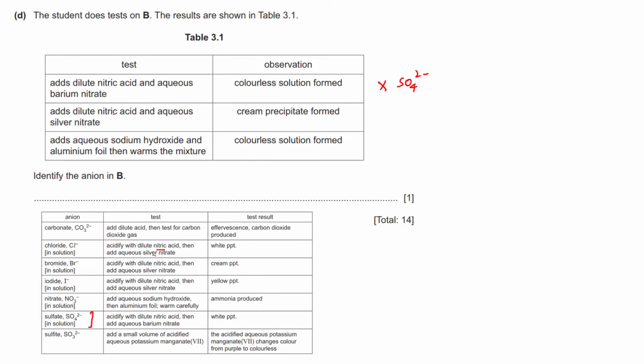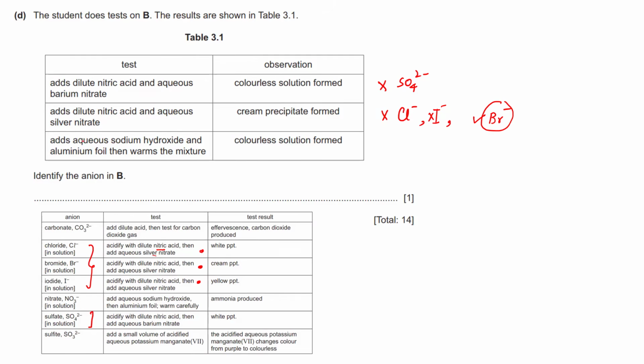Then another step, nitric acid and aqueous silver nitrate. We do this for these three, which are actually the group 7 elements: chloride, bromide, iodide. So the test for these three is this. The color of the precipitate is cream, which means chloride is not there, iodide is not there, and only bromide is there. So the presence of bromide is confirmed.